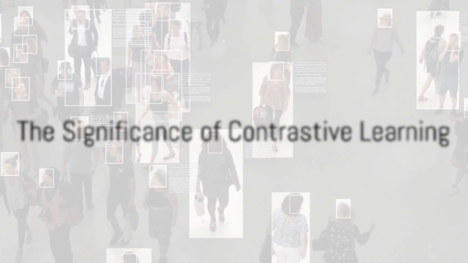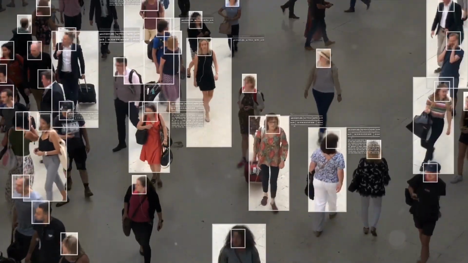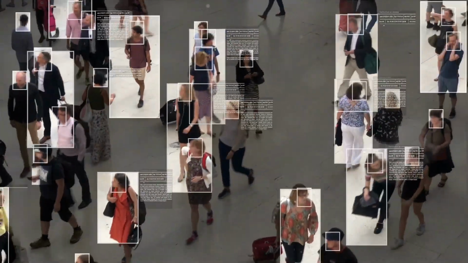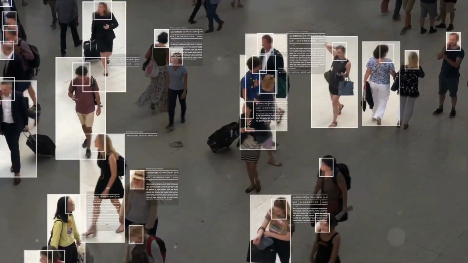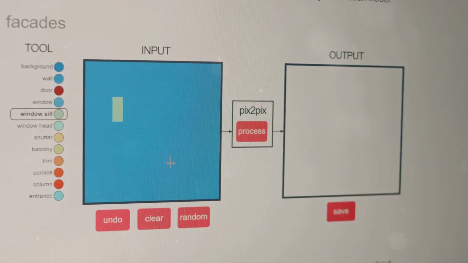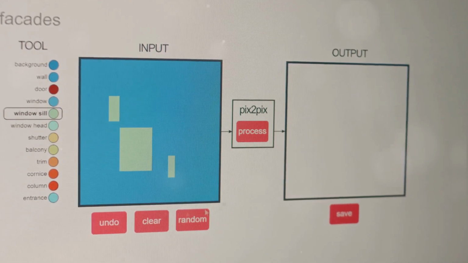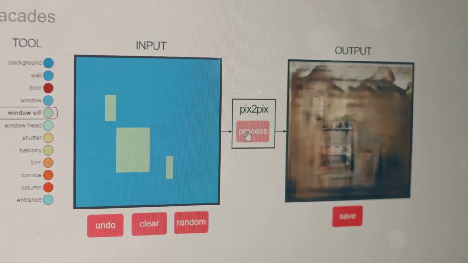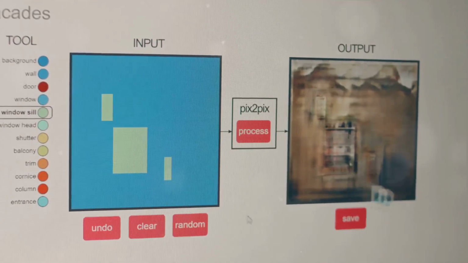Why does contrastive learning matter? What's its significance in machine learning? Well, contrastive learning is like the secret sauce that powers some of the most innovative applications in the field of artificial intelligence. It's a tool that's as versatile as it is powerful, and it's worth getting to know.